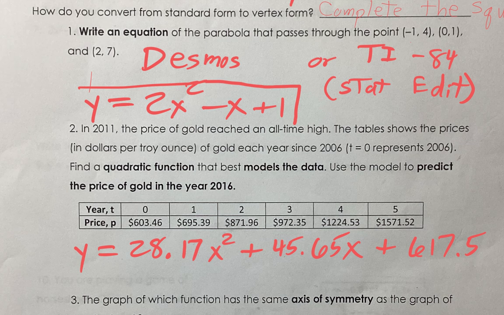So if we are looking for the price of gold at 2016, that would be 10 years later. At 2016, y is going to equal $3,891 and some cents, but we rounded to the nearest dollar.